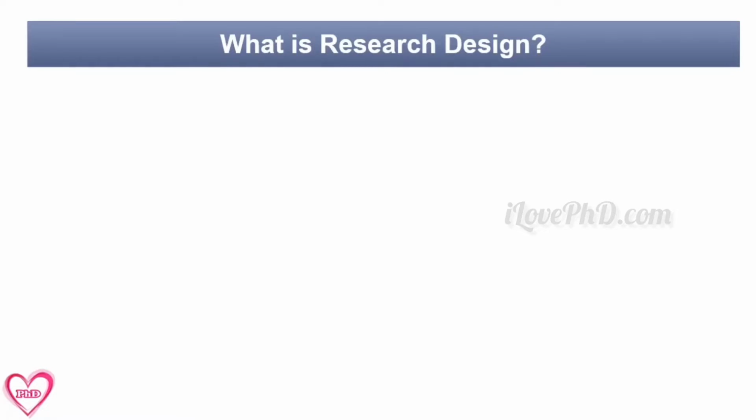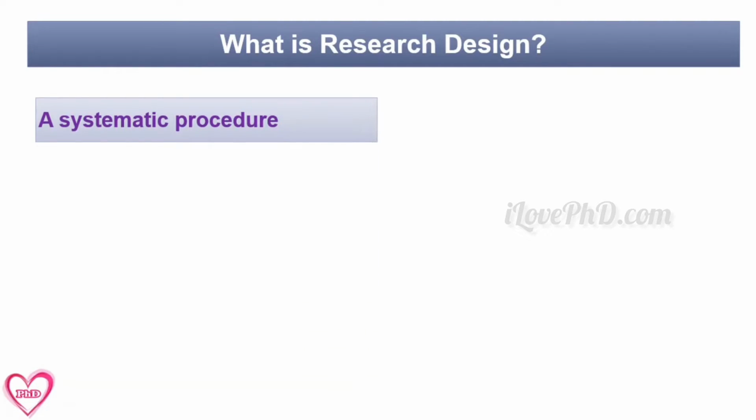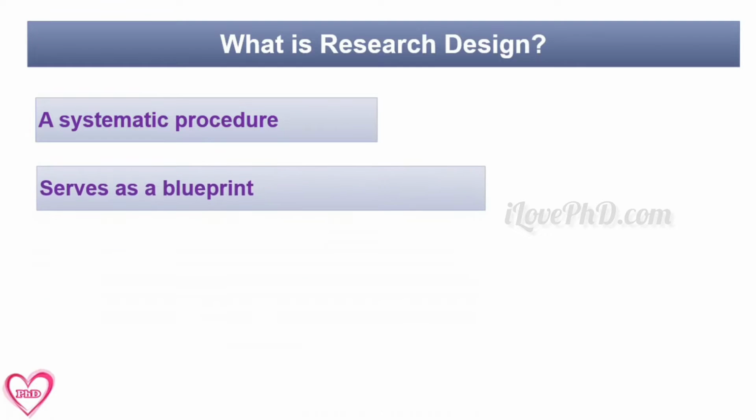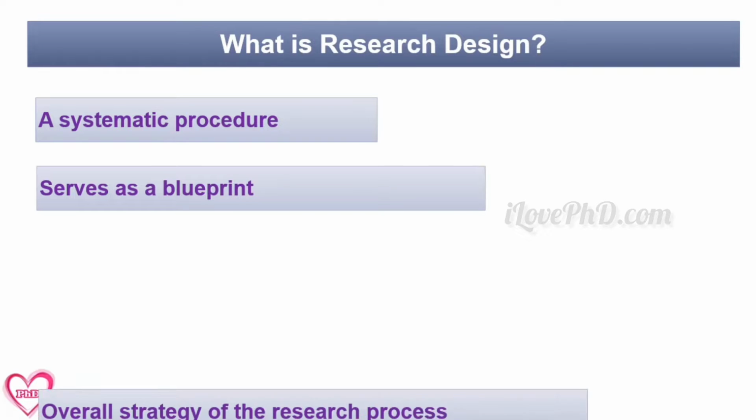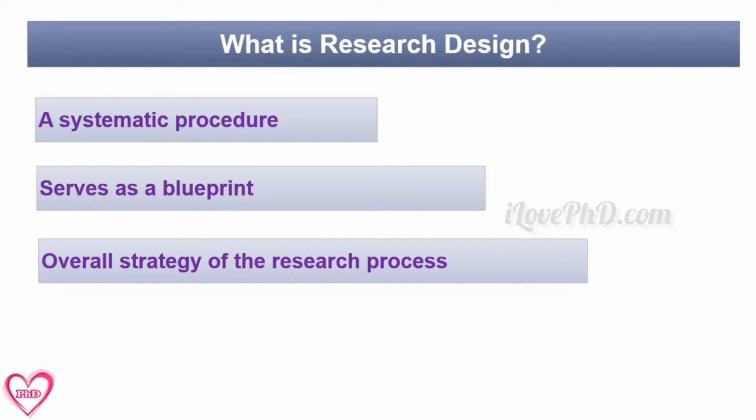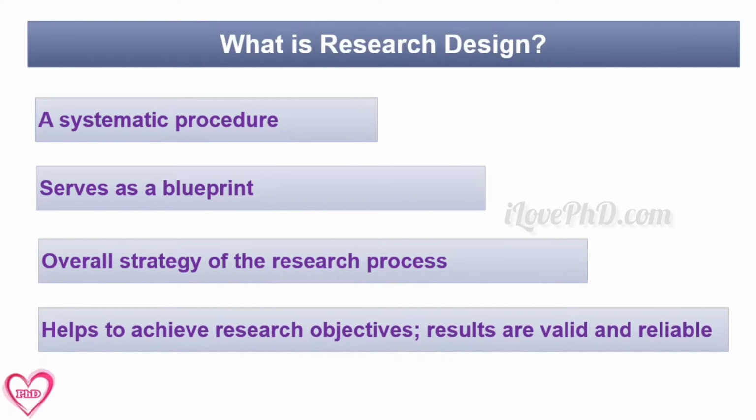First, let us understand the definition of research design. A research design is a systematic procedure that guides the process of conducting research. It is a critical component of the research process and serves as a blueprint on how a research study should be carried out, including the methods and techniques that will be used to collect and analyze data. A well-designed research study is important for ensuring that the research objectives are met and the results are valid and reliable.